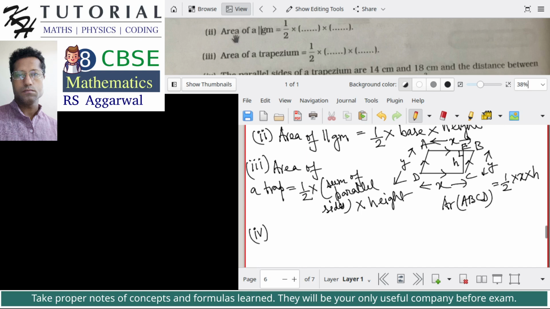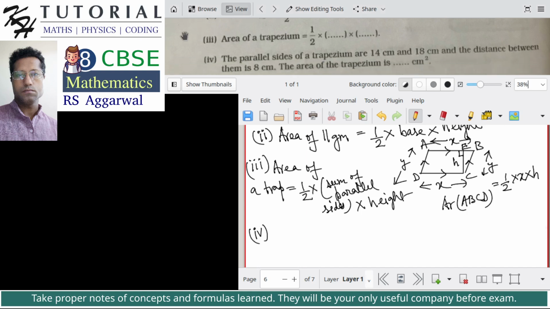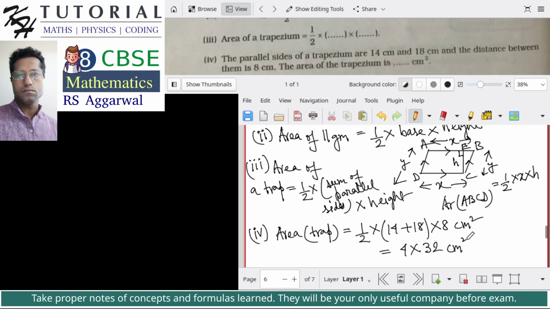Part 4 is the parallel sides of a trapezium are 14 centimeter and 18 centimeter, and the distance between them is 8 centimeter. The area of the trapezium is. So it's a straightforward question. Area of trapezium will be half into sum of the parallel side, which is 14 plus 18, multiplied by the height, that is the perpendicular distance between the parallel side, which is 8, this much centimeter square. So this will be 4 multiplied by 32 centimeter square, which is equal to 128 centimeter square.